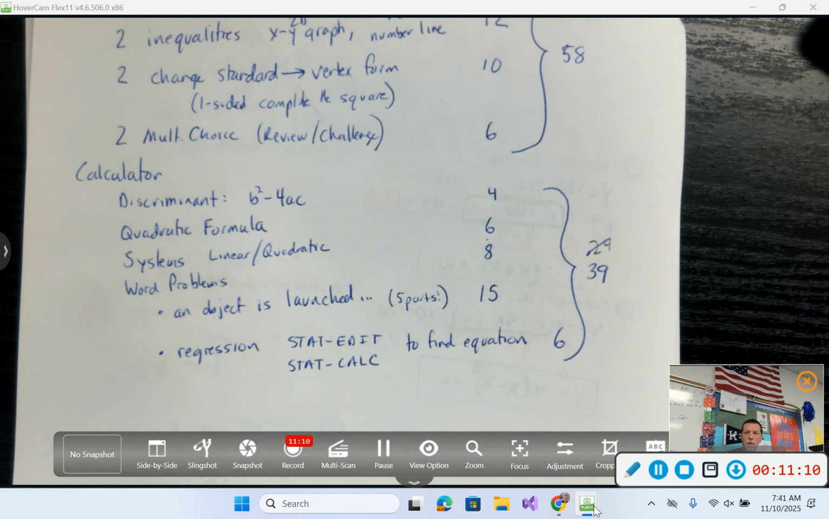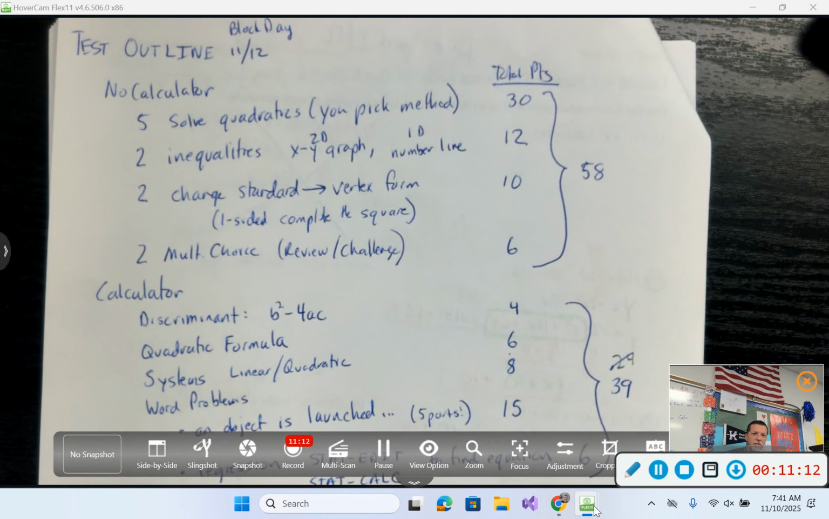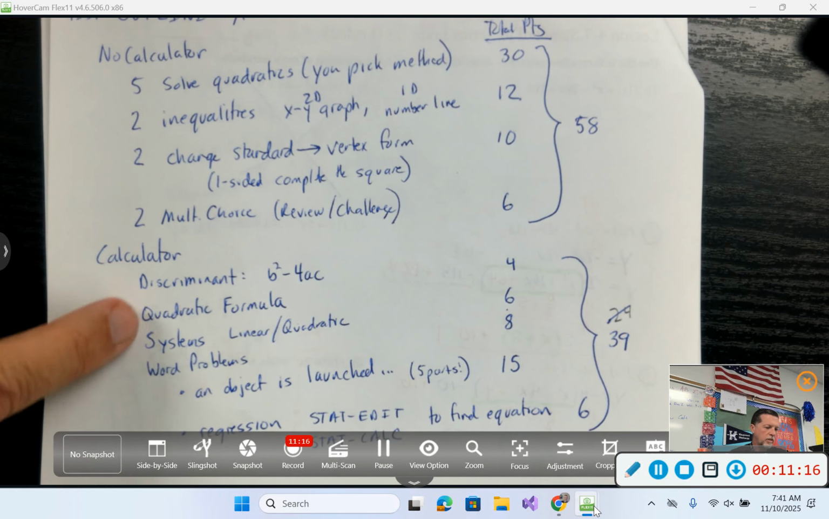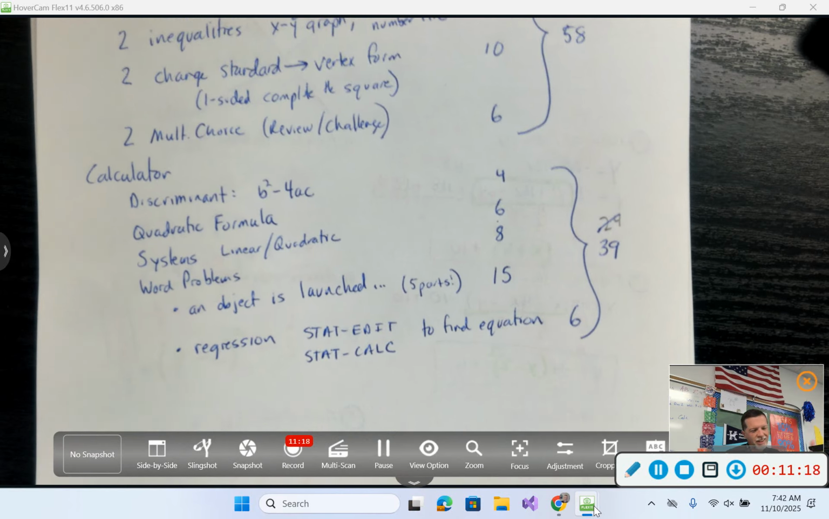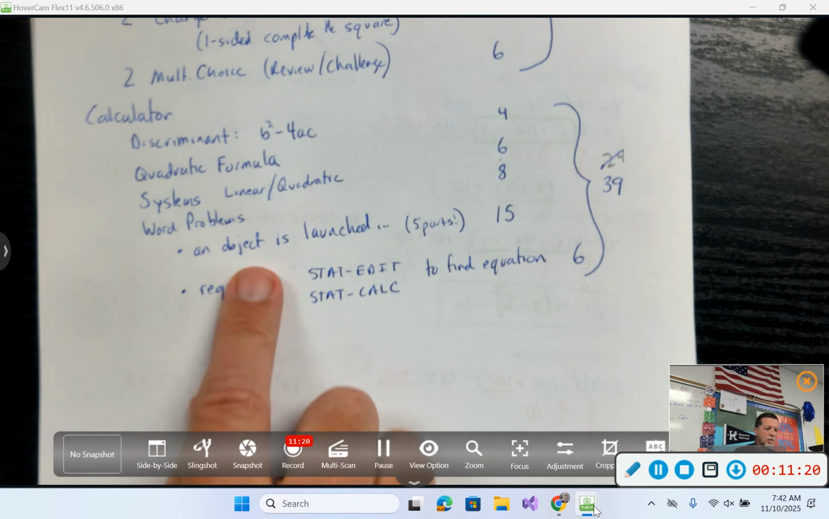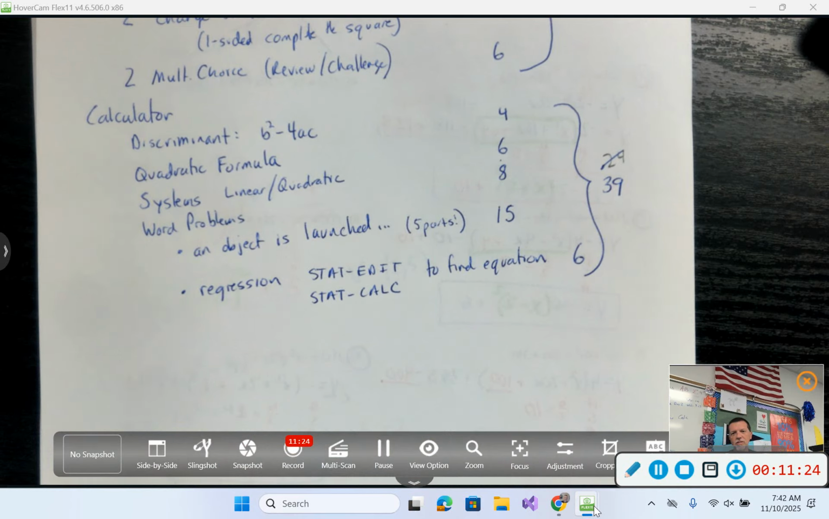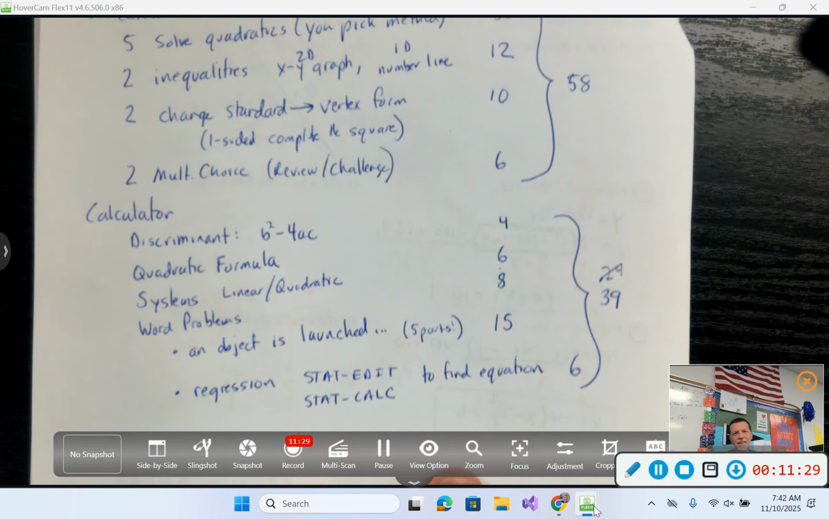It's 16 questions. So I don't know how many questions that adds up to. That's 11, 12, 13, 14, 15, 16. Yes, 16, but the object launch question is like 5 parts, and the regression question is like 2 parts. So not exactly 16.